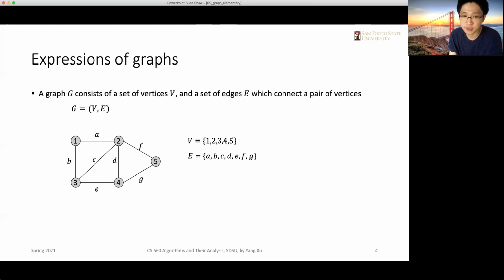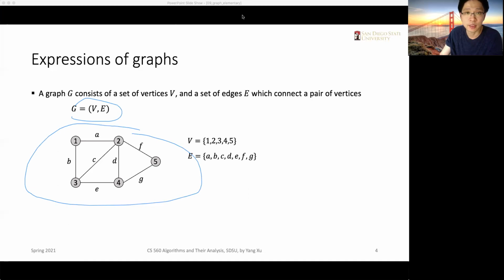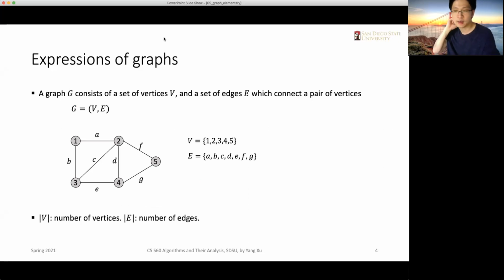Okay, so the capital V is the numbers from 1 to 5, and the set E is the lowercase letters from a to g. And we can write them together as the collection of both V and E, which represents the whole thing here. That is the so-called graph data structure. Since V and E are sets, they are very similar to mathematical sets.